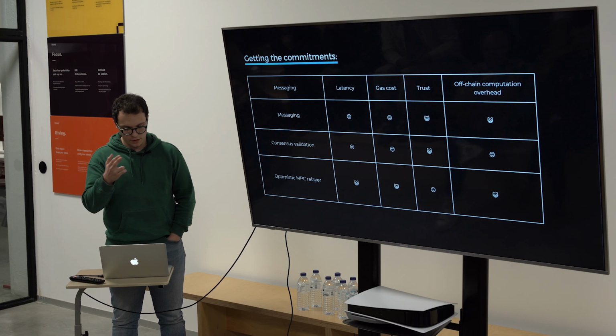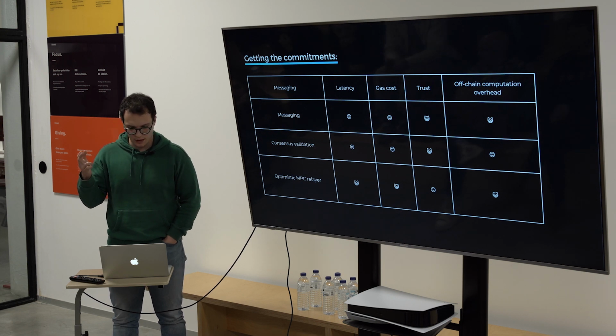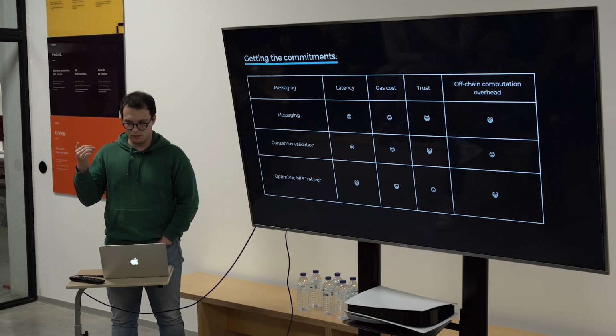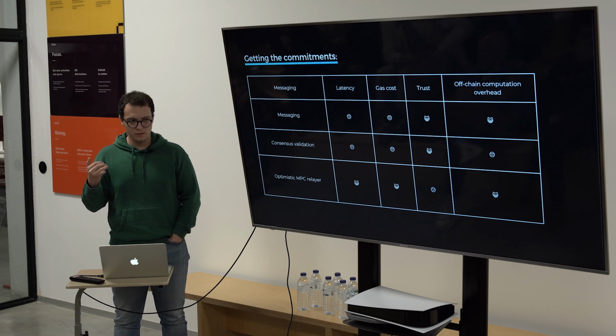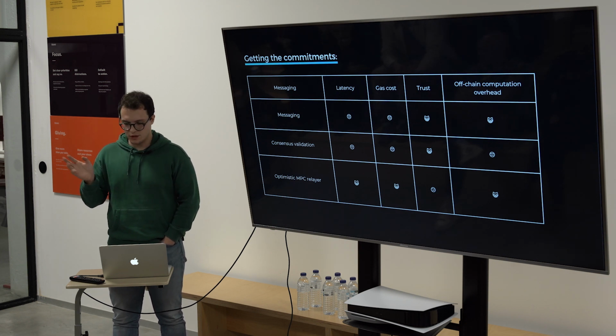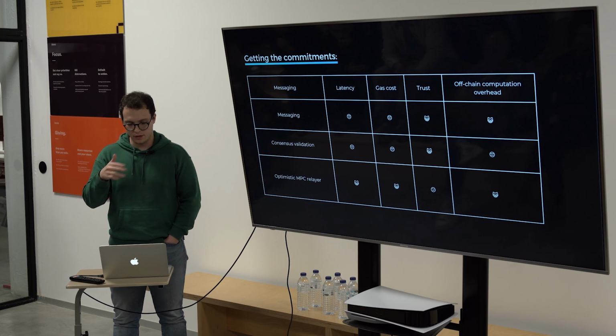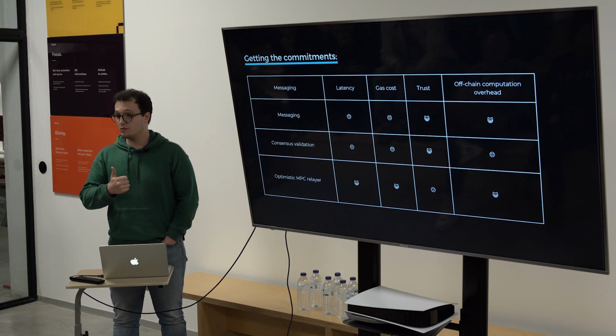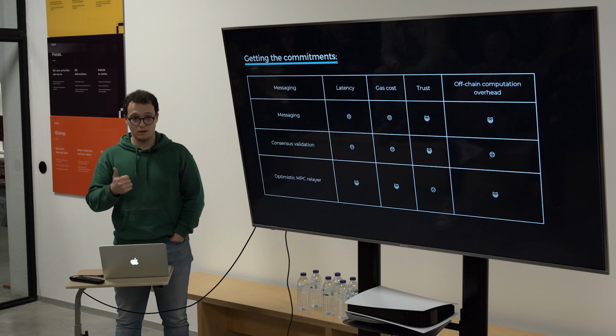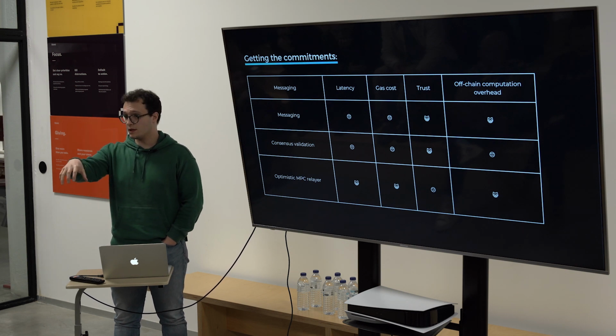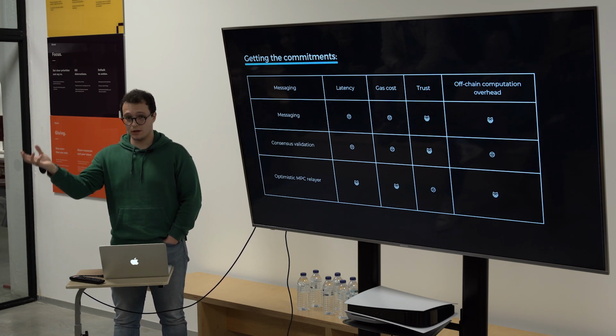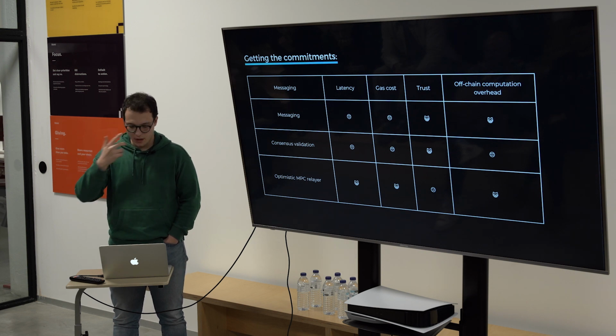So first, let's talk about how you actually get the commitment. I wrote down 3 approaches. Obviously there are more of them, but I just want to quickly discuss these 3. Approach number 1, messaging. What does messaging mean? We just call a contract on Ethereum that is going to send some block hash, which we get using a specific opcode. So if we trust the EVM, we should be pretty confident that this block hash is correct.